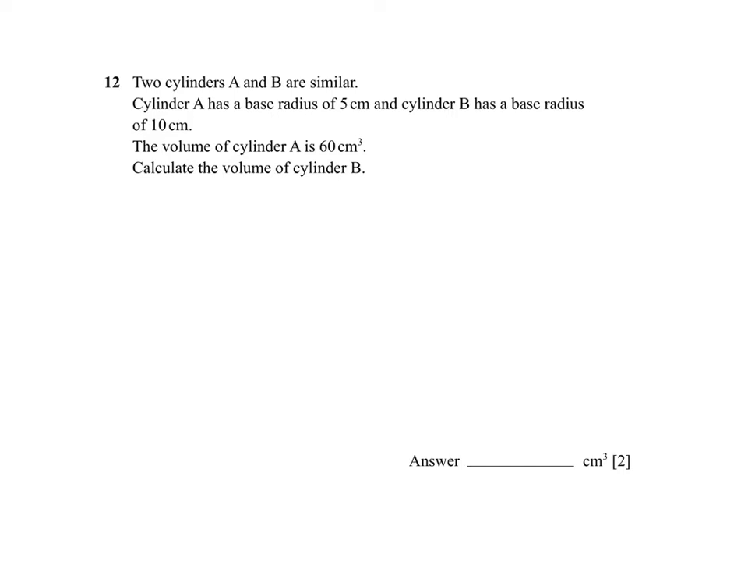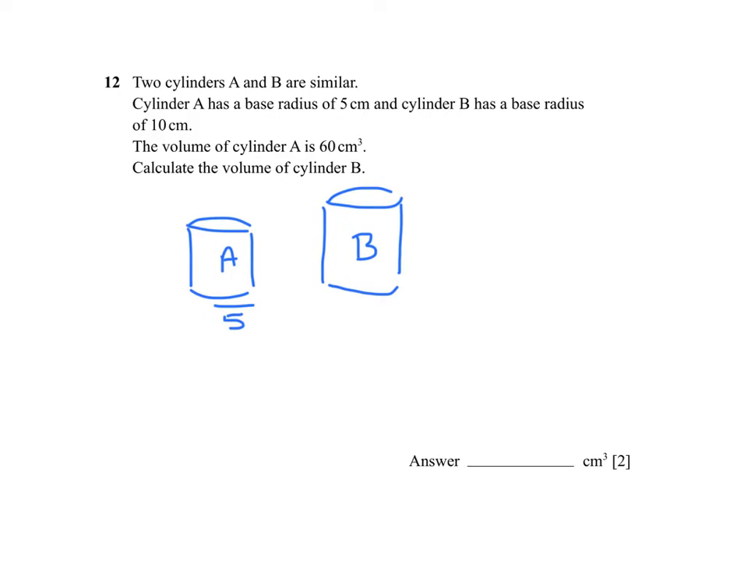When two shapes are similar, it means that one is an enlargement of the other. So we're interested in the scale factor. So we have cylinder A and we have cylinder B. Base radius of cylinder A is 5 and the radius of cylinder B is 10. That means that there's a scale factor of times 2 for their lengths.